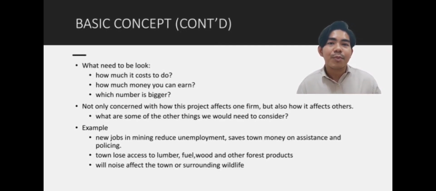Different decisions and different projects may affect the entire world. For example, if you're going to start including global warming, this type of analysis is called an economic cost-benefit analysis or social analysis. Right.